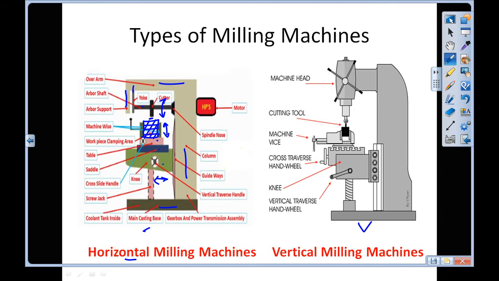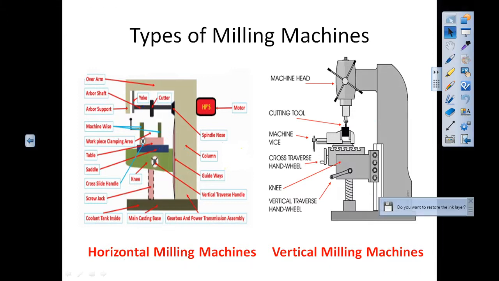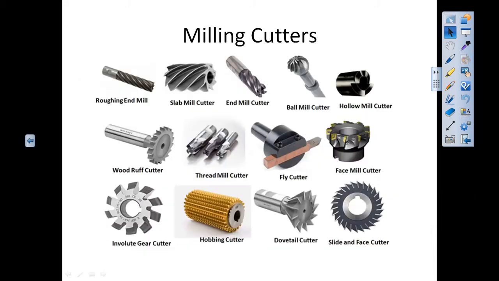In case of a vertical milling machine, here is the cutter which is rotating about this vertical axis in a clockwise or anti-clockwise direction. The other parts are the same: base, column, overhead, machine head, arbor, machine vise, table, saddle, cross slide, knee. Okay, I hope you are familiar with these basic parts of the milling machine. So the next slide shows the types of milling cutters.